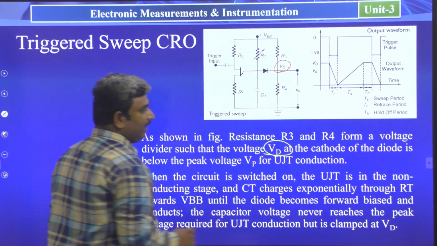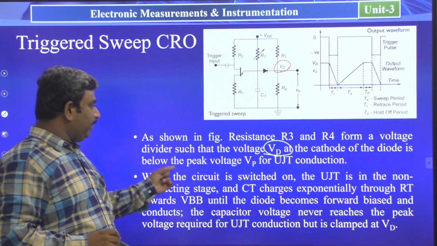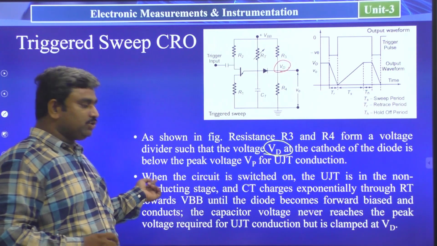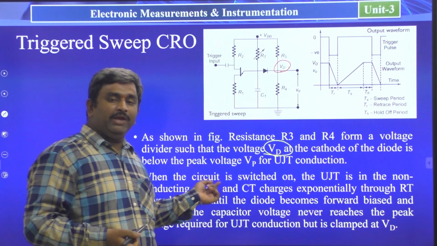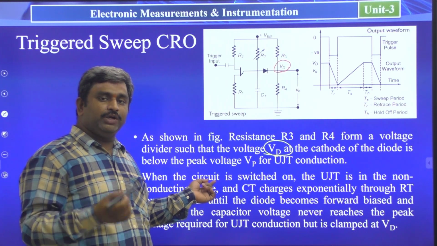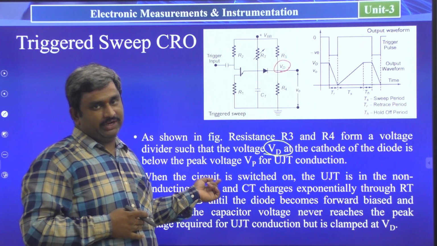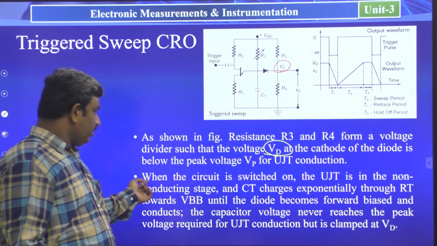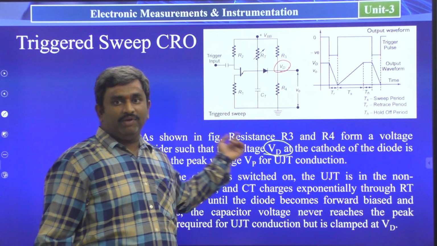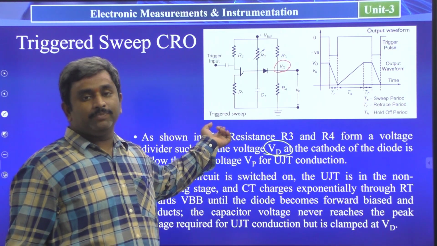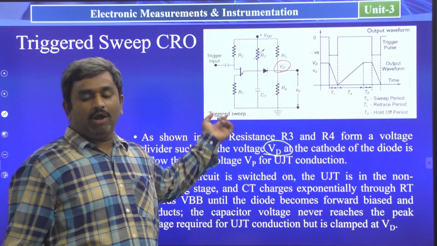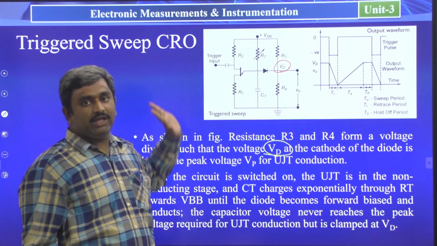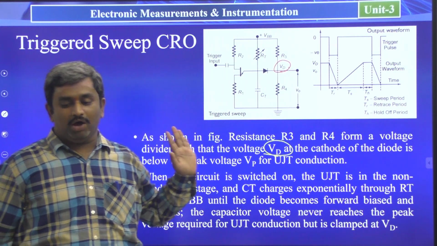The voltage VD at the cathode of the diode must be below the peak voltage VP for the UJT conduction. So whenever the peak voltage is coming, only then is the UJT going to be in the conducted state. Otherwise it will not conduct, it is in the off position. When the circuit is switched on, the UJT is in the non-conducting state. Whenever you power this circuit, the UJT is in the non-conducting, that is the off, state.